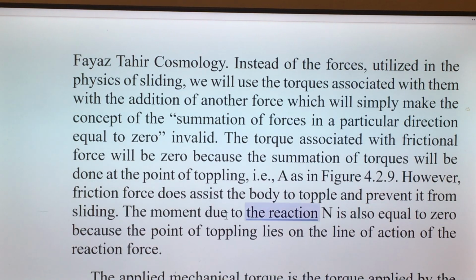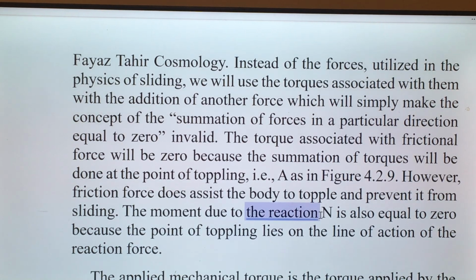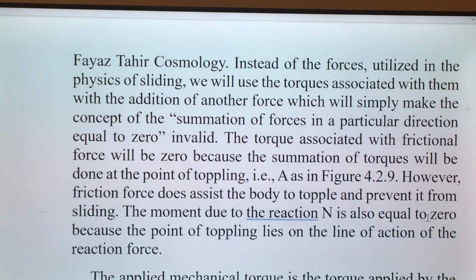However, friction force does assist the body to topple and prevent it from sliding. The moment due to the reaction N is equal to 0, because the point of toppling lies on the line of action of the reaction force.